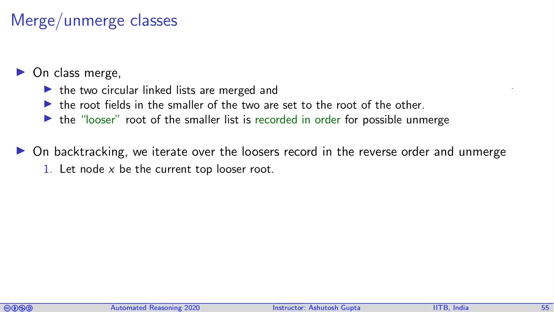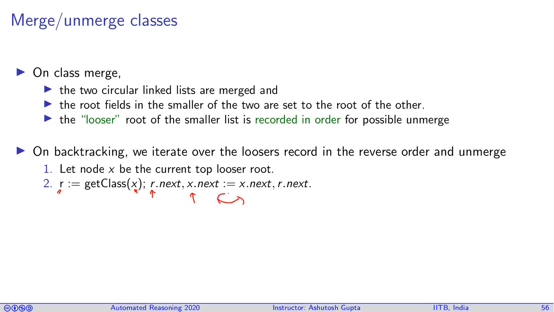let node X be the current top loser root. As soon as you start merging, you must have created a stack of loser roots. So let's suppose X is sitting on top of this stack of loser roots, and then you ask yourself the question, where is X? X must be in some circular linked list somewhere. X is here. Then you ask, who is the root of that particular linked list? So you could do get class and then you get this root R. So X was the loser one, R was the winner one, and they must have swapped their pointers. Now what you do is swap again.